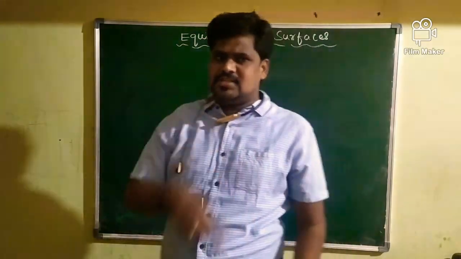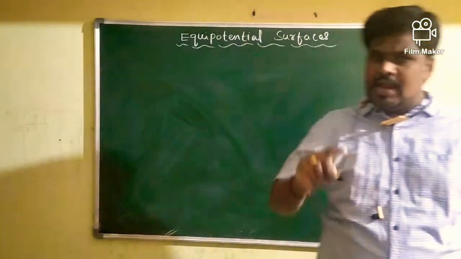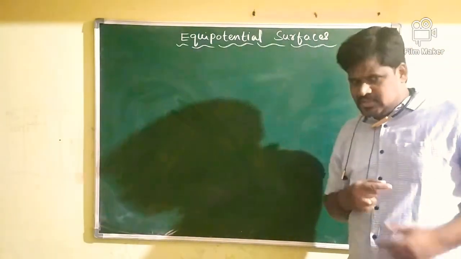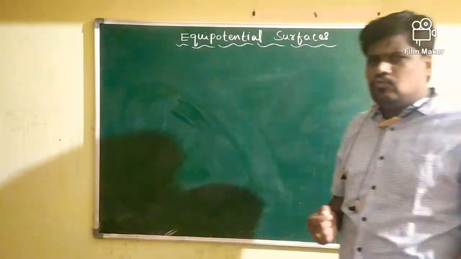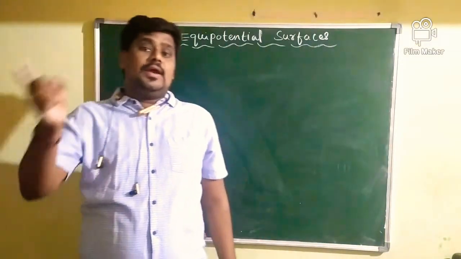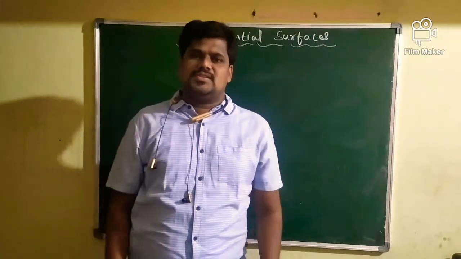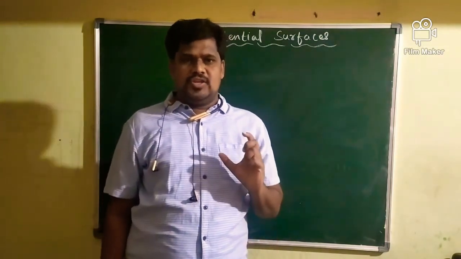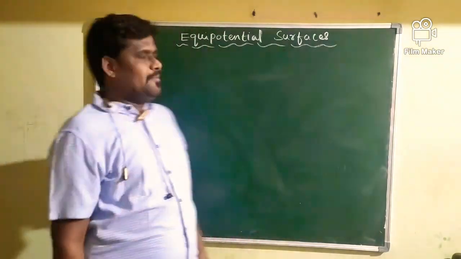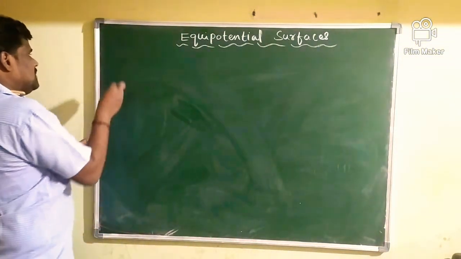If you consider any surface and calculate the electrostatic potential at all the points on the surface, and the value of electrostatic potential is the same at every point on the surface, then such surfaces are called equipotential surfaces. Let me write the definition here. What is the definition of equipotential surfaces?